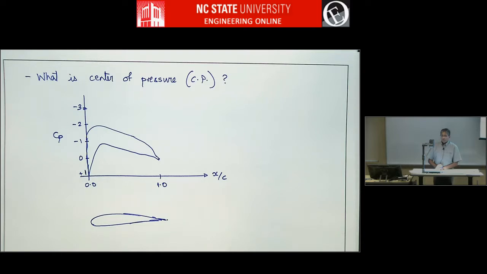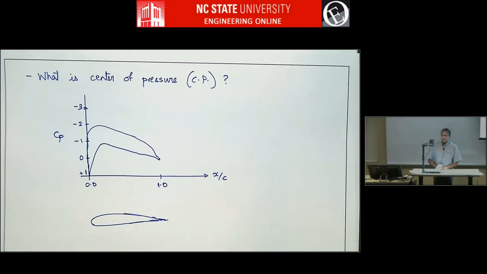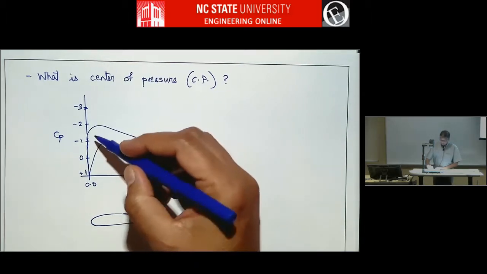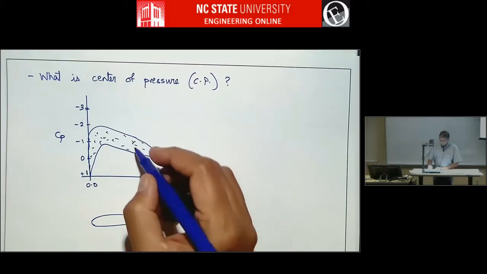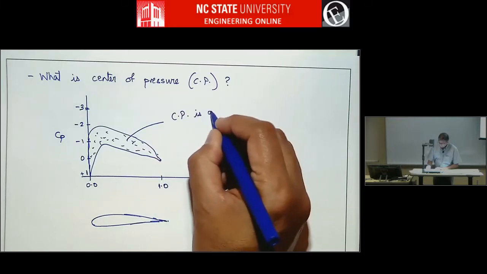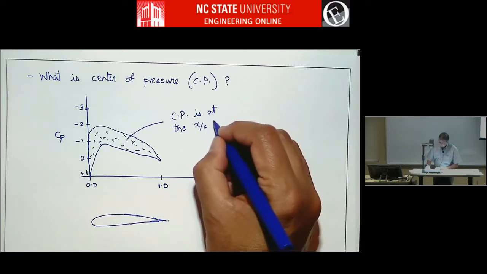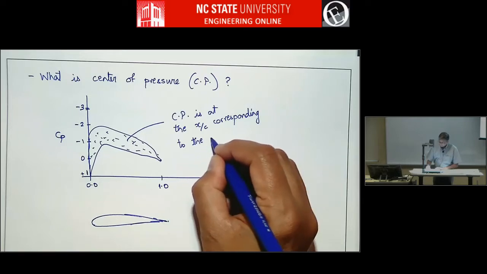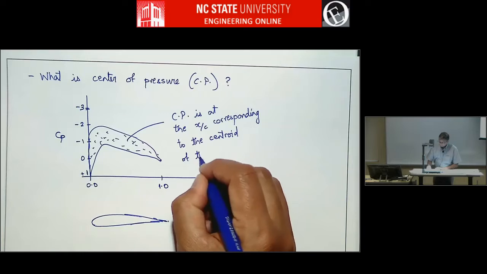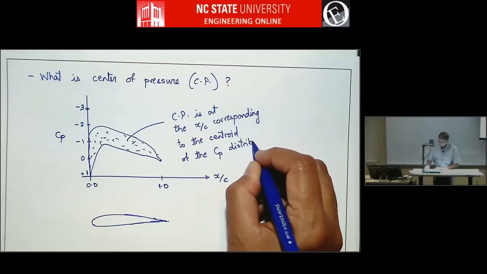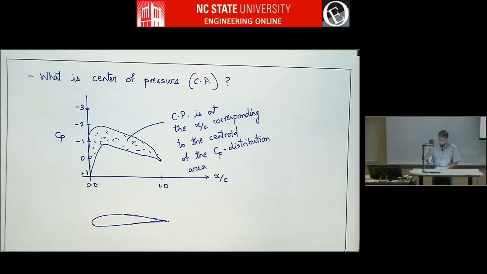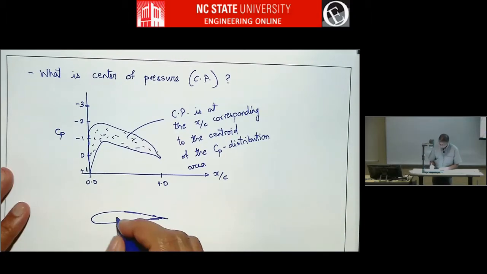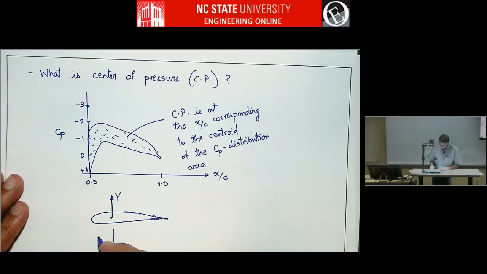Will it be at the leading edge, trailing edge, somewhere in between? Yeah, so it's the centroid. It's the centroid of this distribution, right? So I'm going to say maybe it's here, just in the sketch. And this location is XCP.